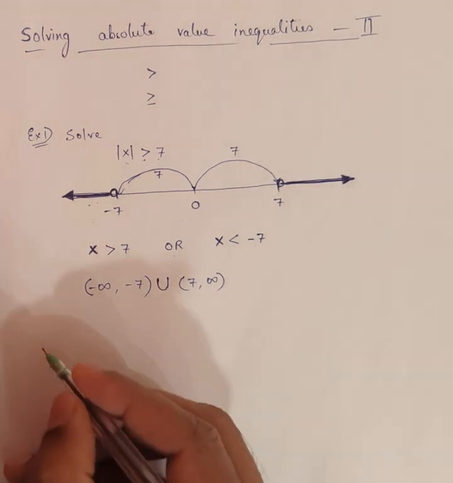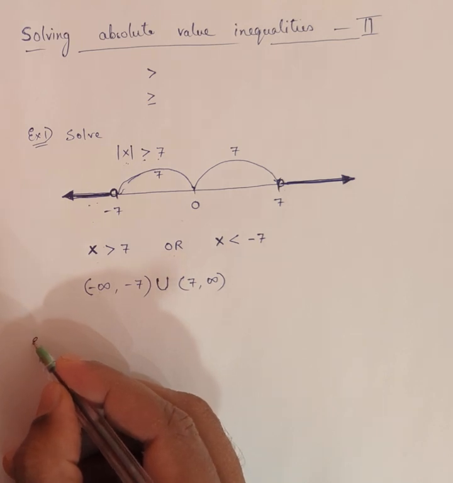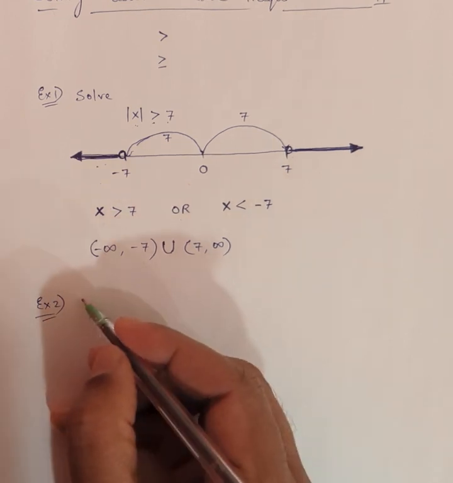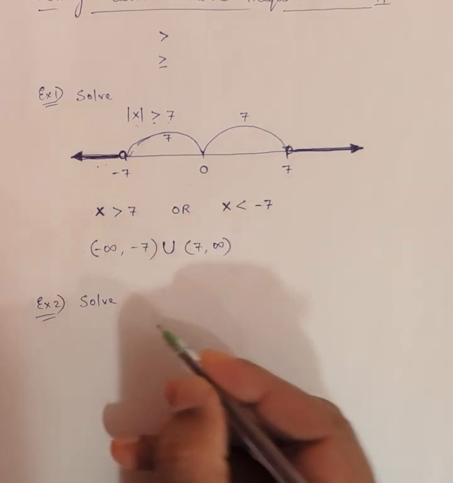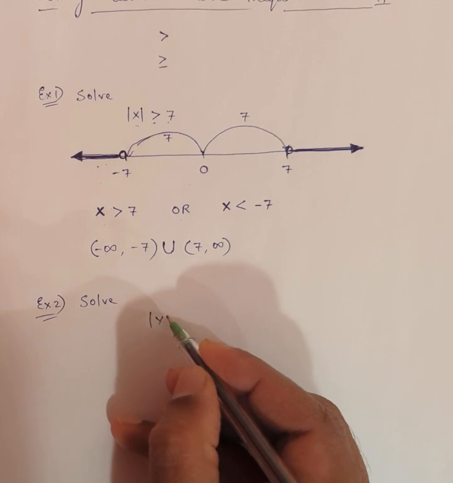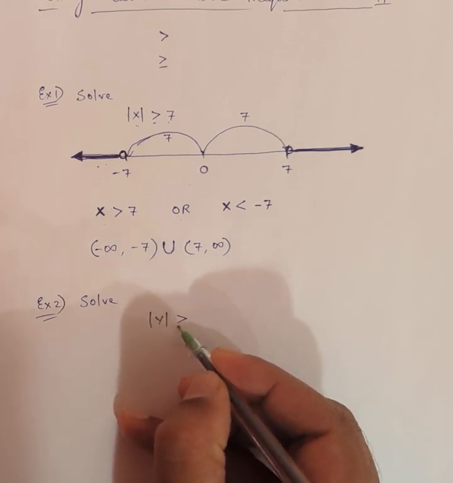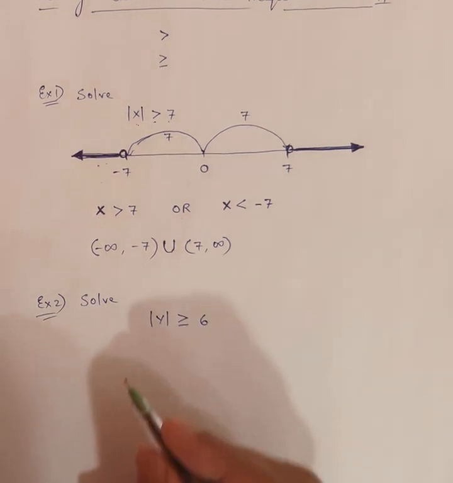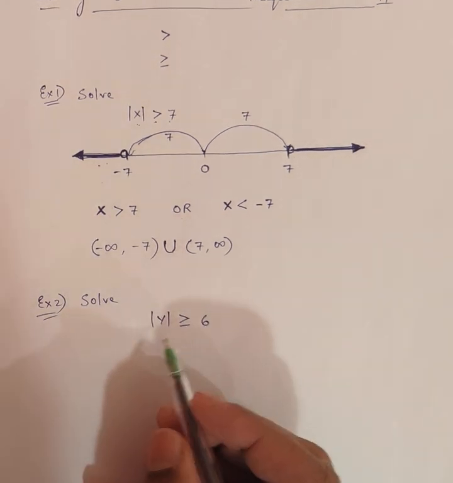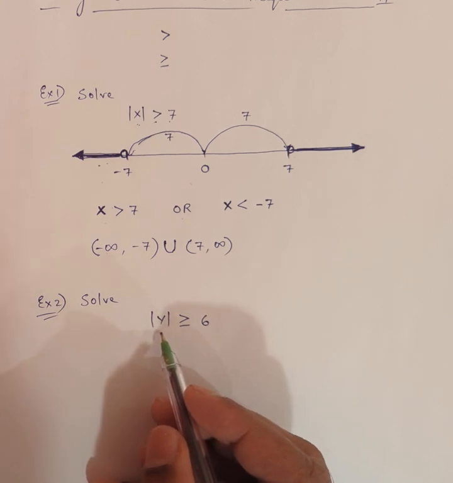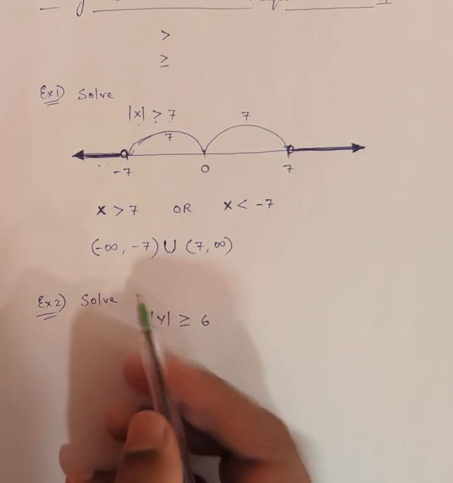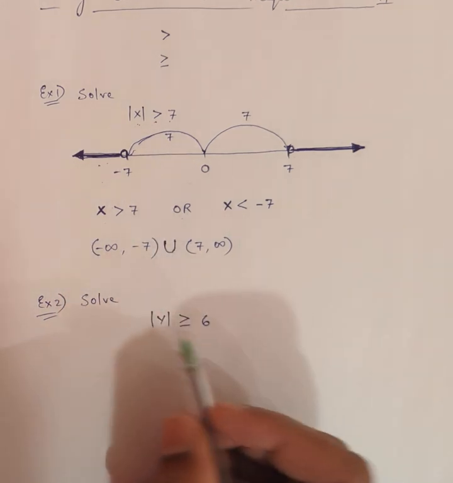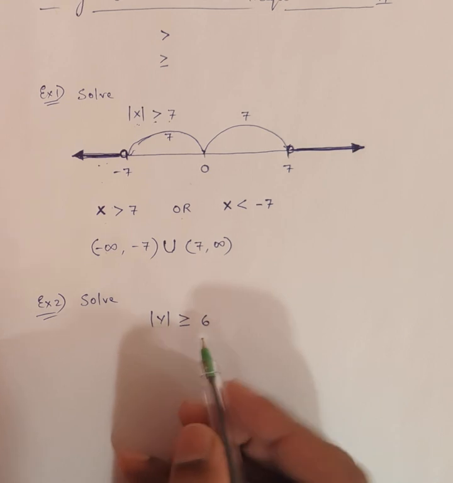All right, let's look at one other example. Example 2 is to solve absolute value of y greater than or equal to 6. To write down the solution, I can write it the way I wrote it here, or I can first graph it. This time I'm going to write down the solution first.